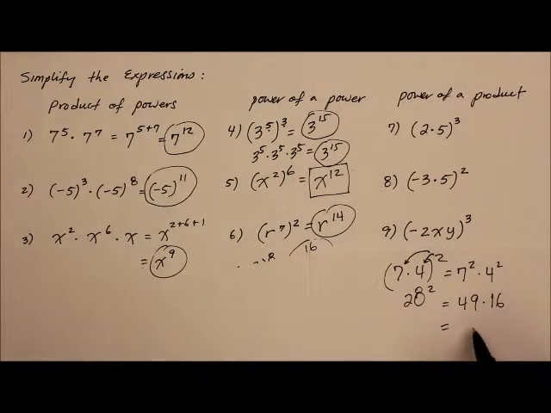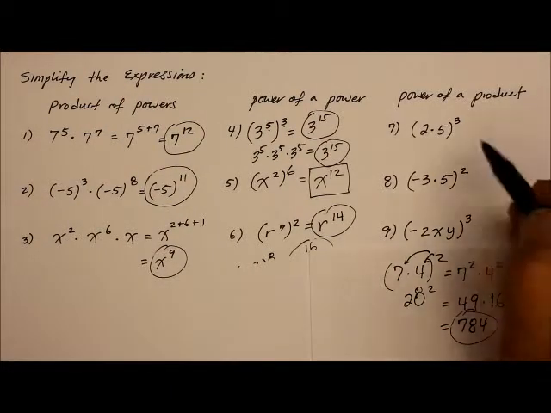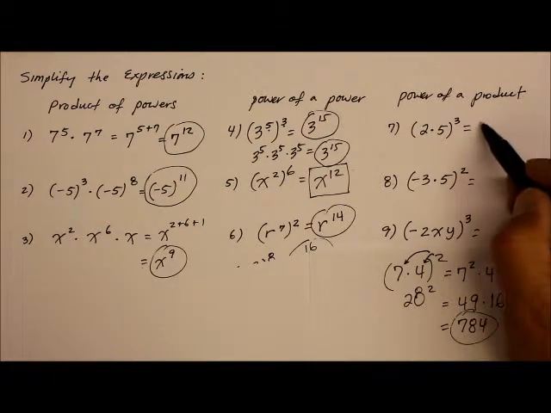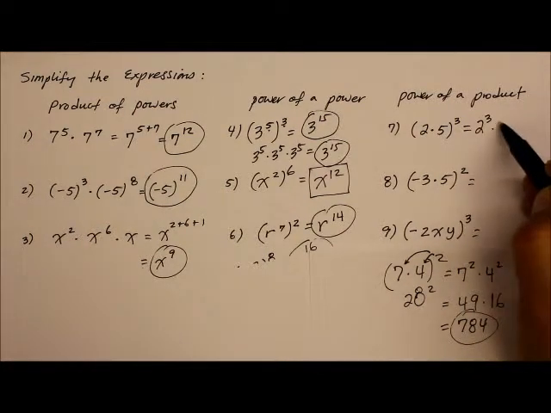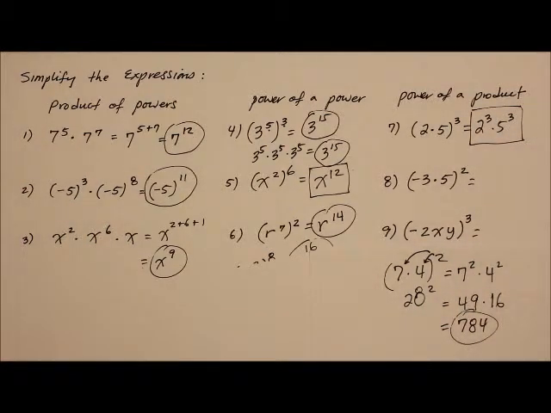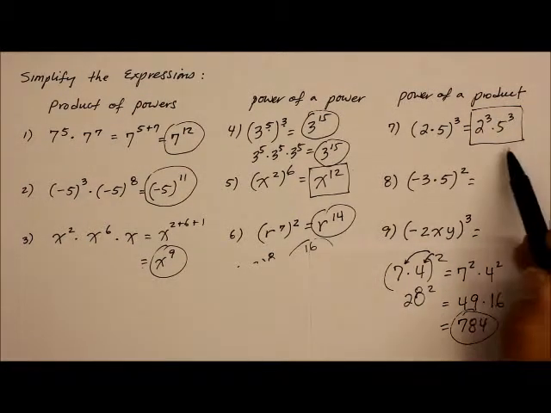I just checked with the computer and it says 784. And of course, 28 times 28 is also 784. But in this case, it becomes 2 to the third and 5 to the third. And that's a good answer. Let somebody with a calculator evaluate that one.